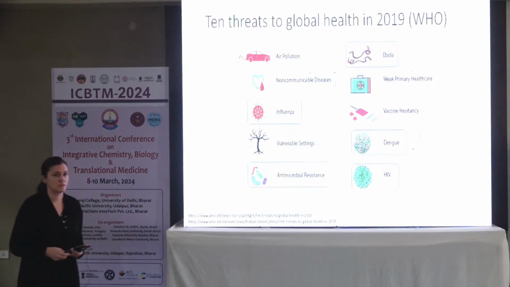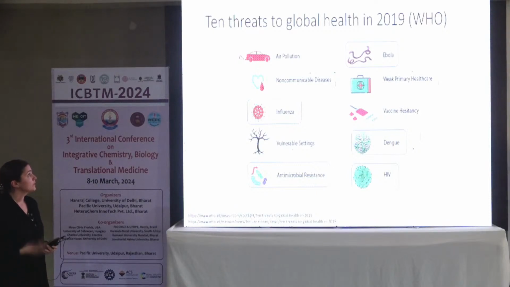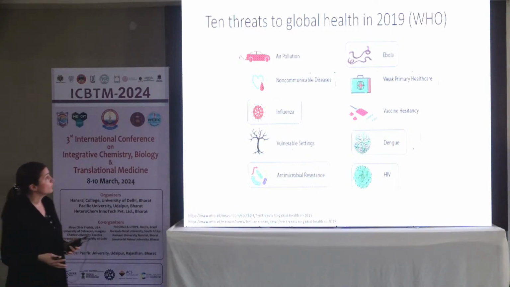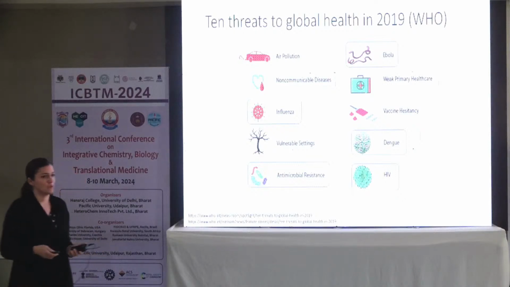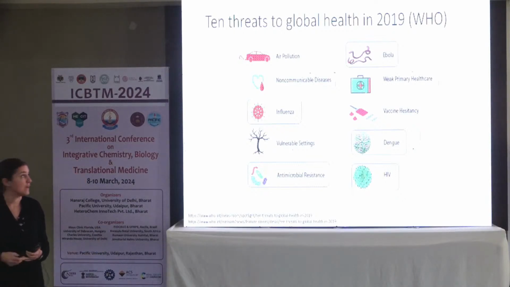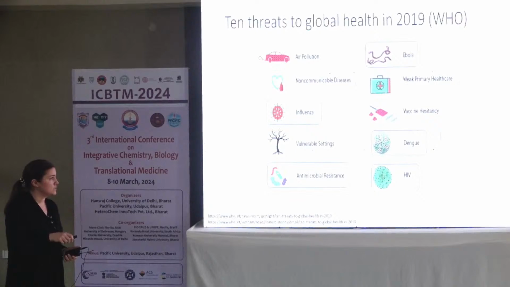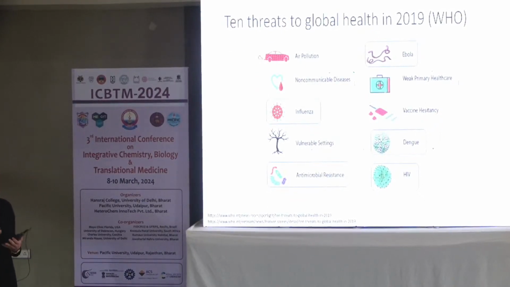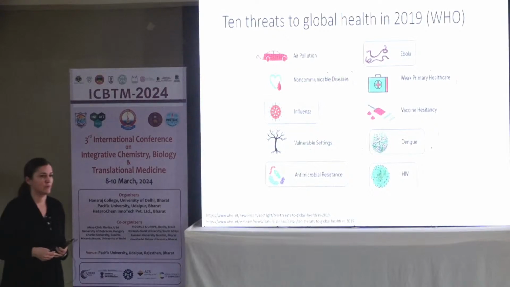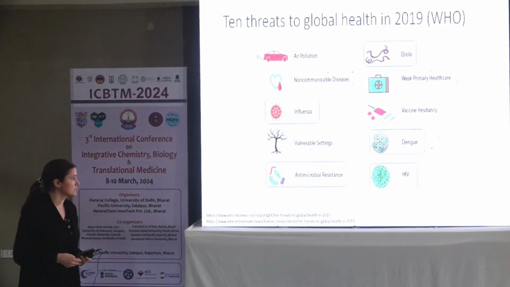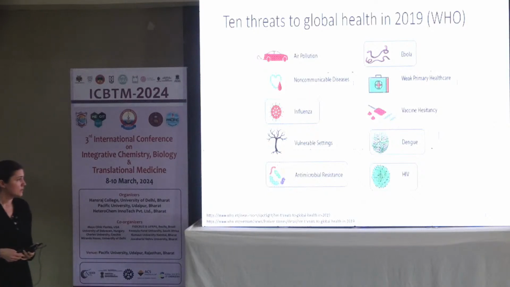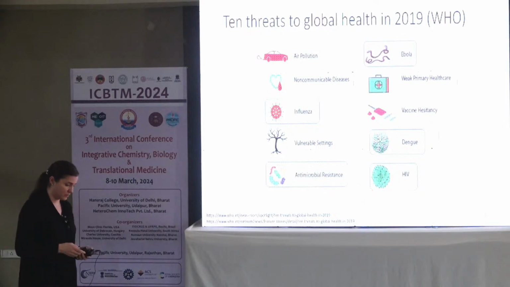According to the World Health Organization, among the most important threats to global health, we can find several viruses, for example, influenza, Ebola, dengue, and HIV. And there are not enough or no effective medicines or vaccines against these pathogens. And we can find antimicrobial resistance as well among these threats to global health.